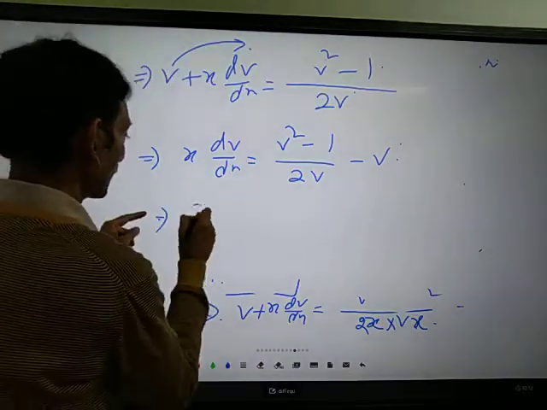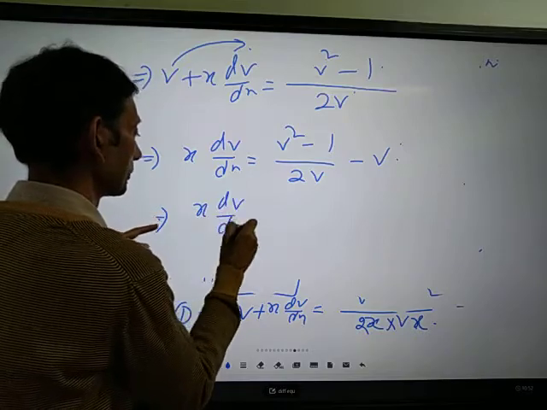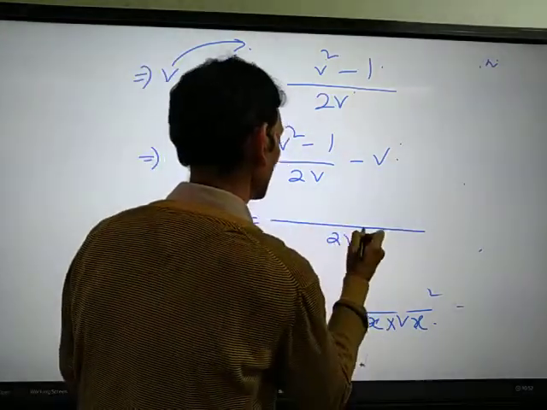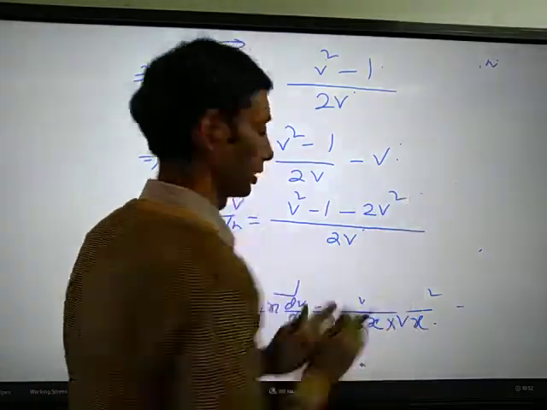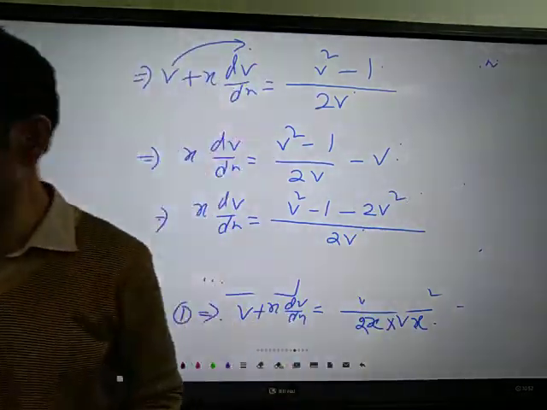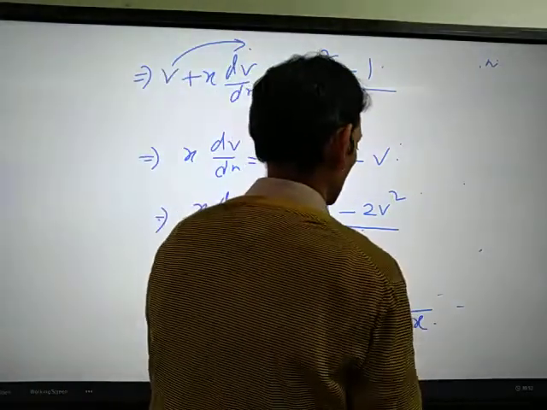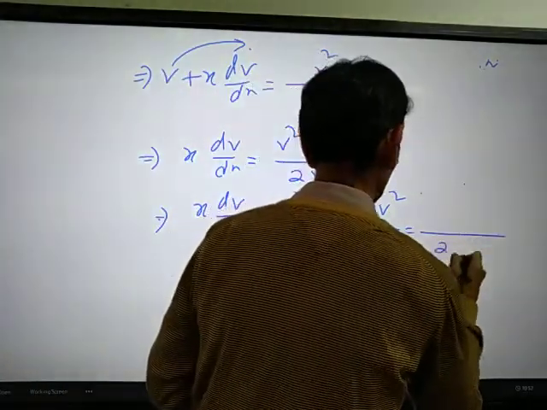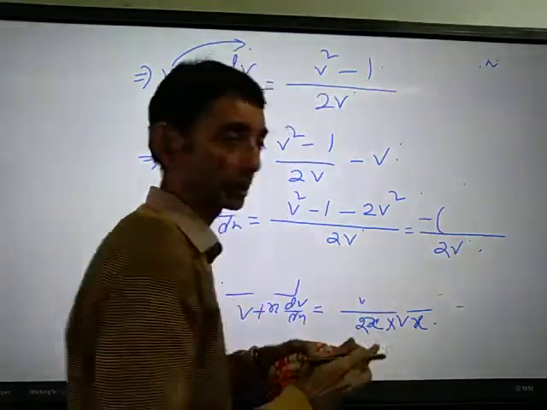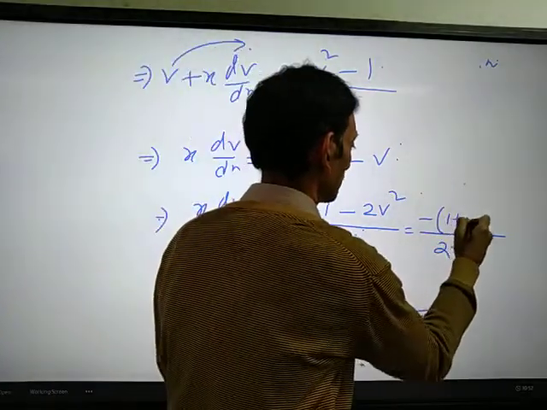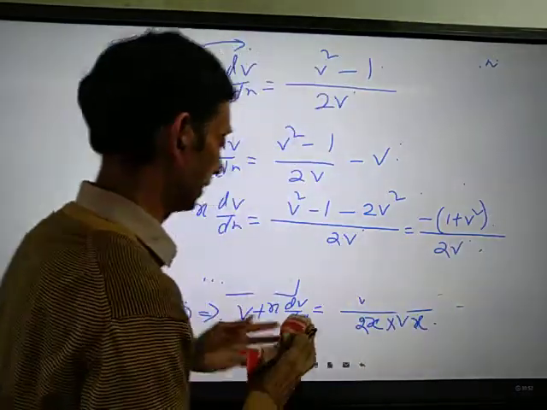So x dv by dx. We'll take v square minus 1 as the LCM, so it is 2v minus v times v square minus 1, that is 2v minus v cubed plus v. If we simplify this, v square minus 2v square is minus v square, so if you take the minus out, we get 1 plus v square.